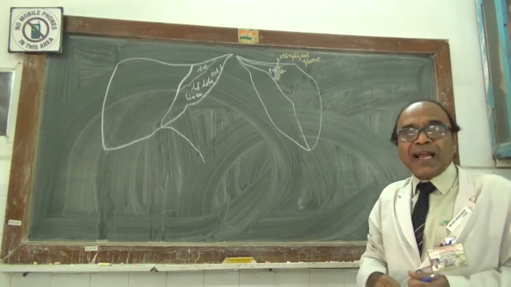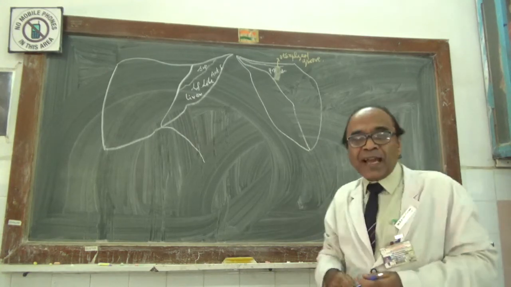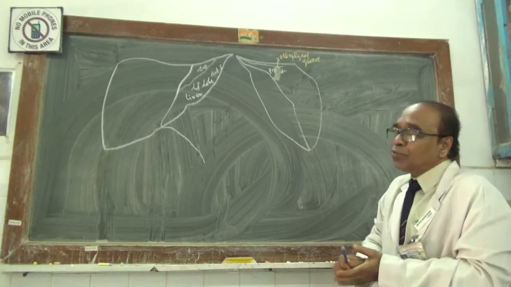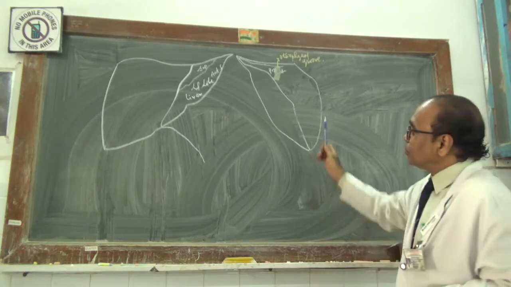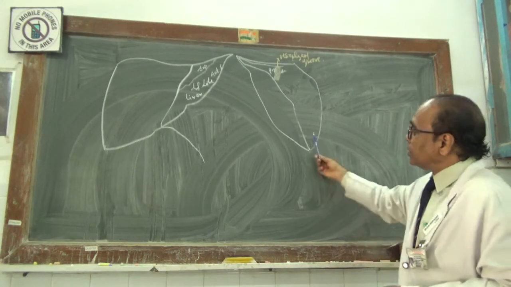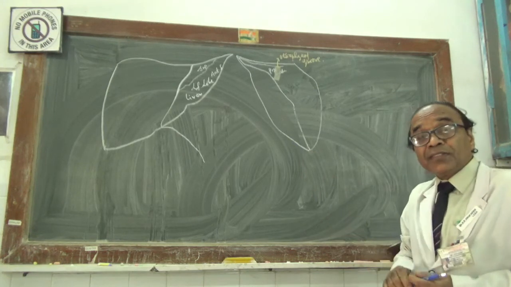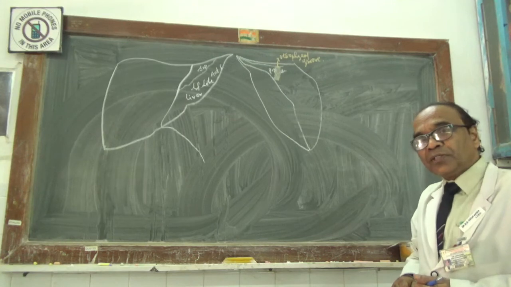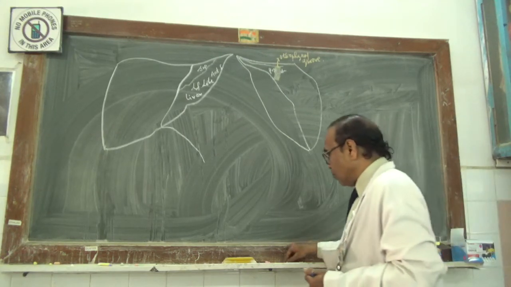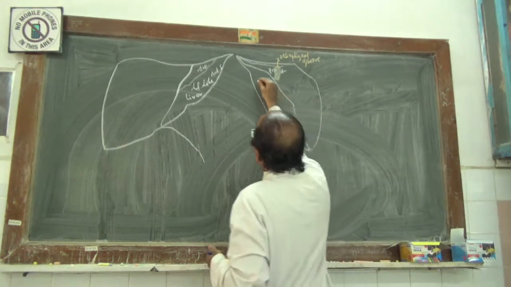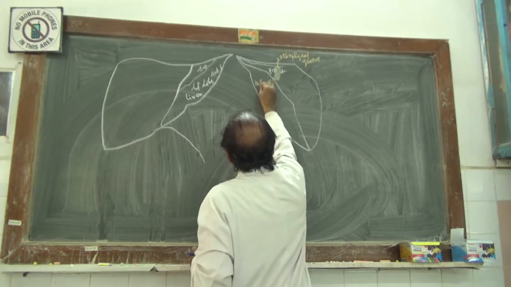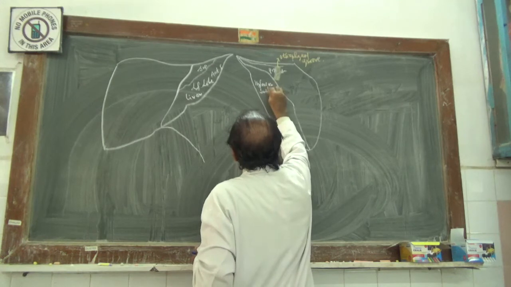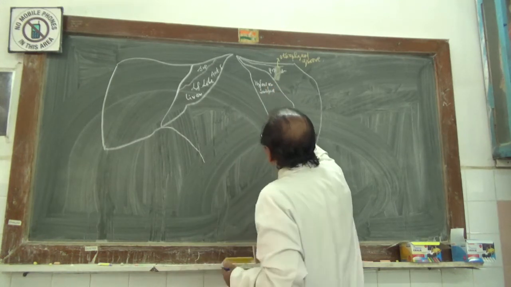Now, after having had this, we have to go to further things. That further thing is nothing but the next surface of the liver on the right lobe as well as the left lobe. So that is called the inferior surface. Now this is the inferior surface.